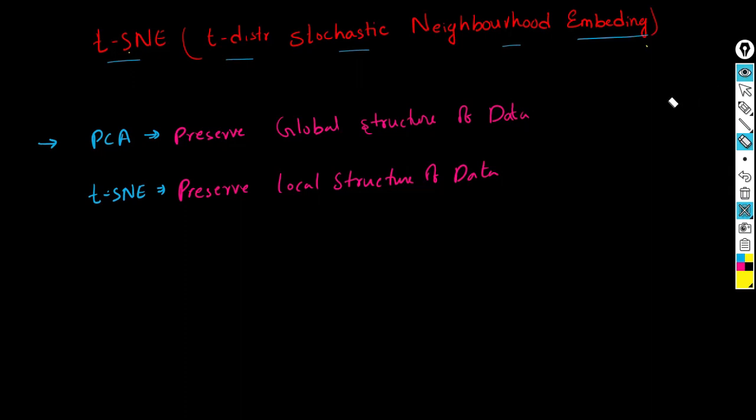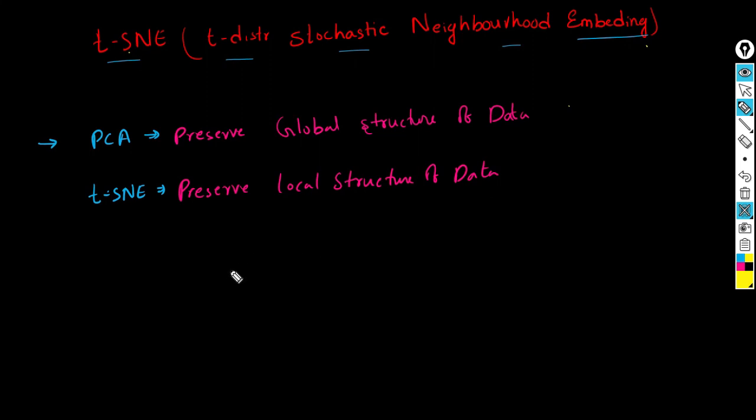Hi, in this video we are going to discuss one of the dimensionality reduction techniques, that is t-SNE. In the previous video we discussed the PCA technique, but PCA has some disadvantages. To avoid those problems we are going to use t-SNE. t-SNE is t-distributed Stochastic Neighbor Embedding. PCA preserves the global structure of the data, and t-SNE preserves the local structure of the data. Okay.